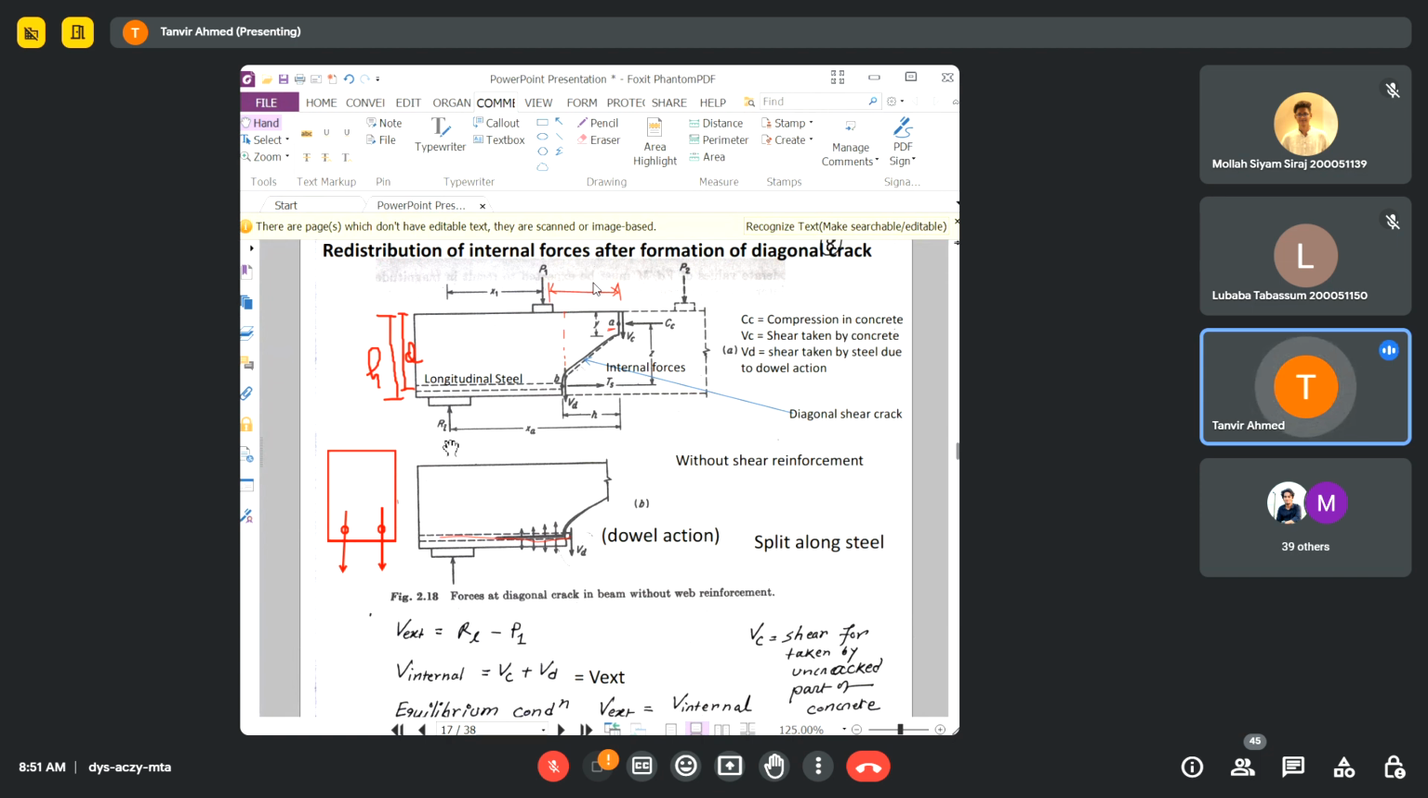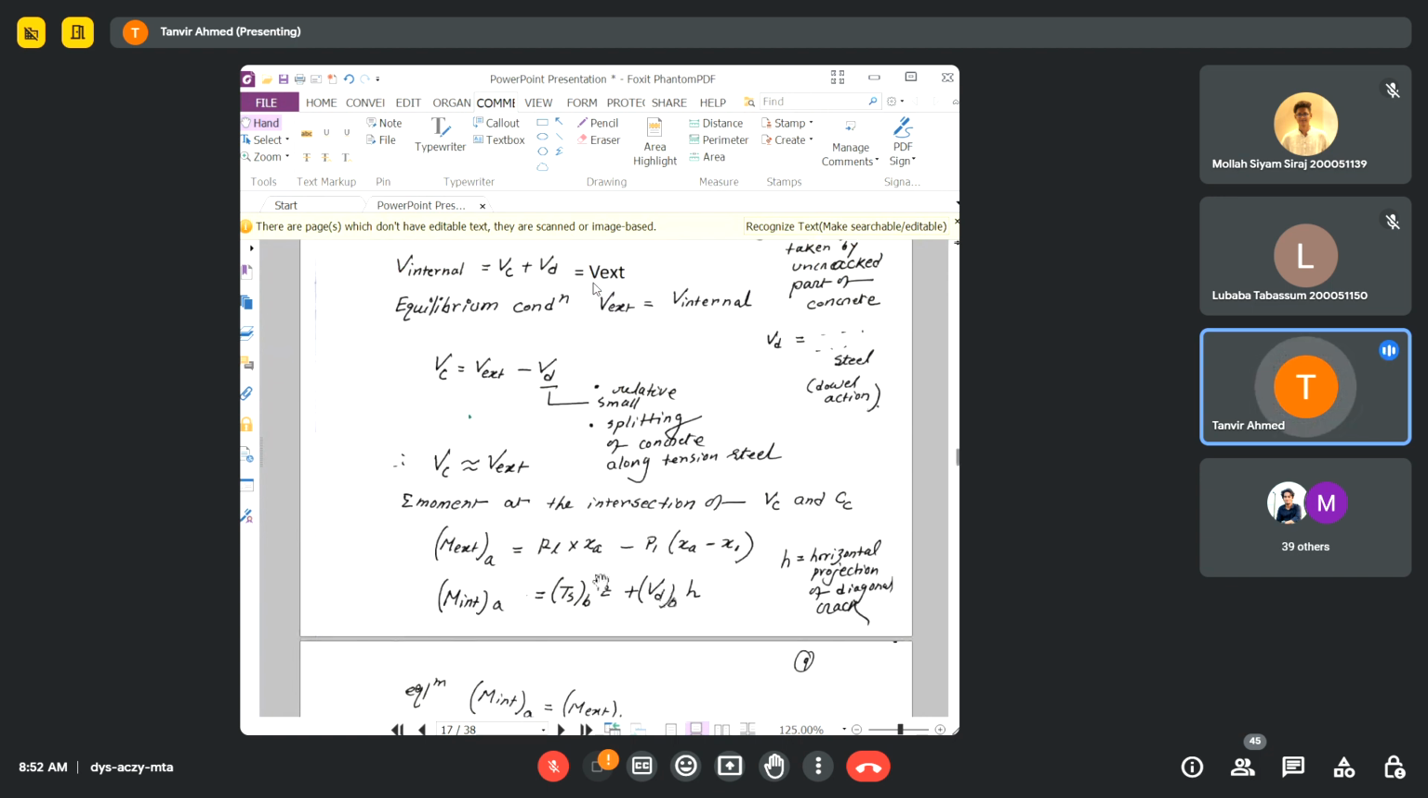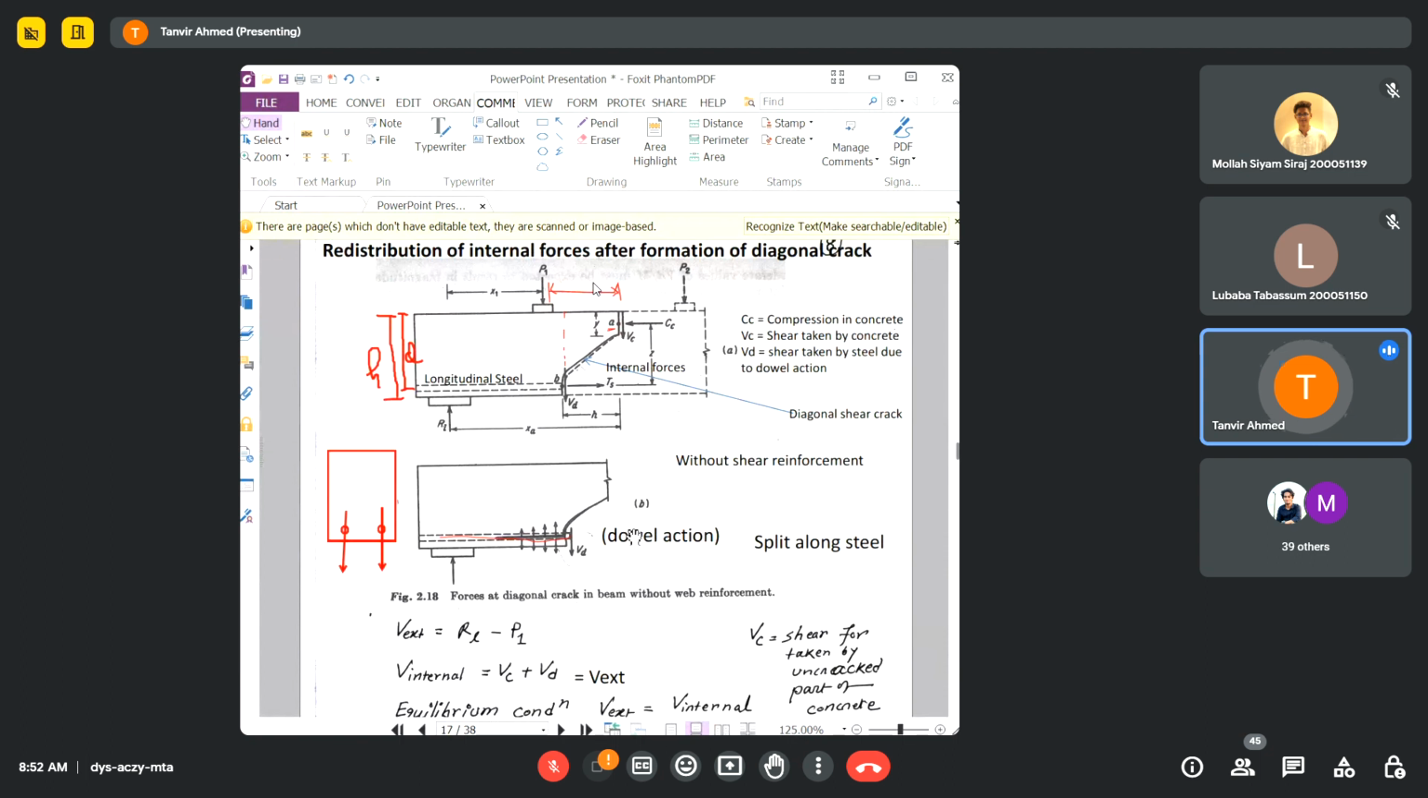So the equation will be RL times XA minus P1 times XA minus X1, okay, this distance, because this distance will become XA minus X1, that's why. So that's what we have found here. So M external can be written with this equation, and the internal moment, because internal moment should be equal to external moment, so you need to calculate the internal moment as well.